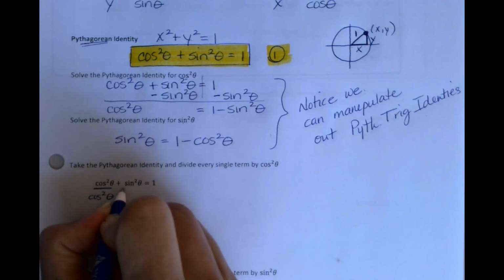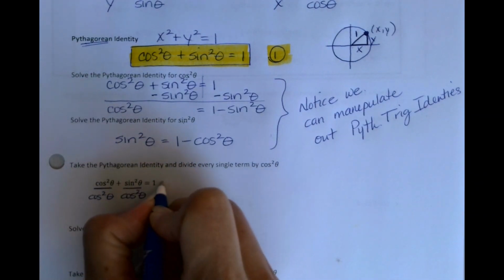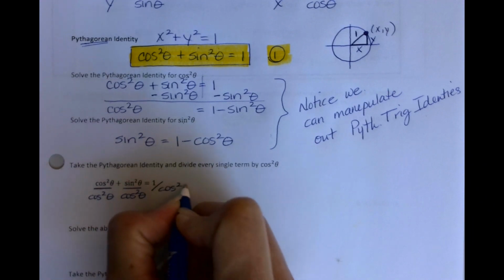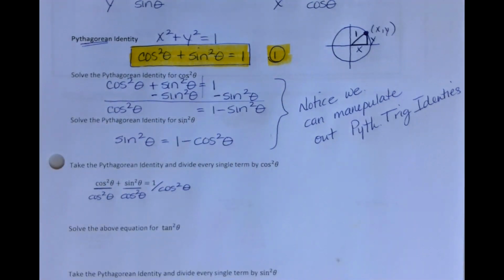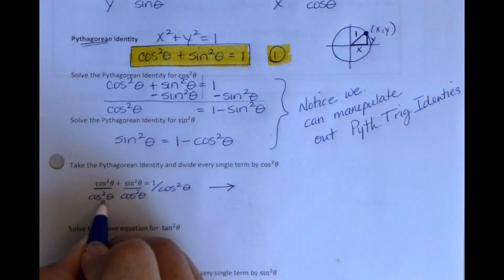I'm going to divide this one and this one. I'm going to kind of put it sideways there for space. Okay, so whatever I do on one side, I must do on the other side. Cosine squared divided by cosine squared.